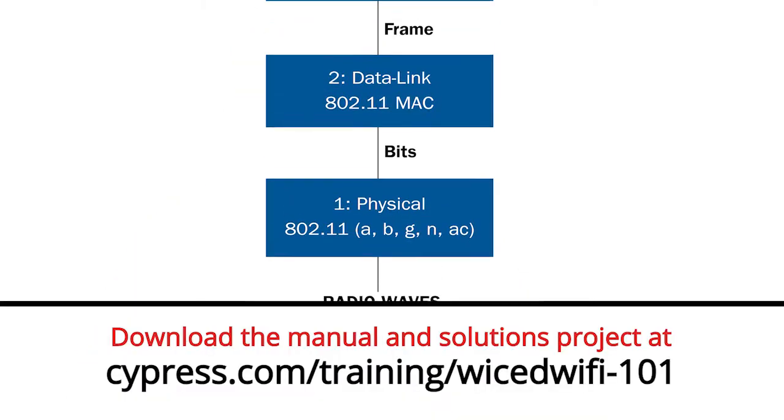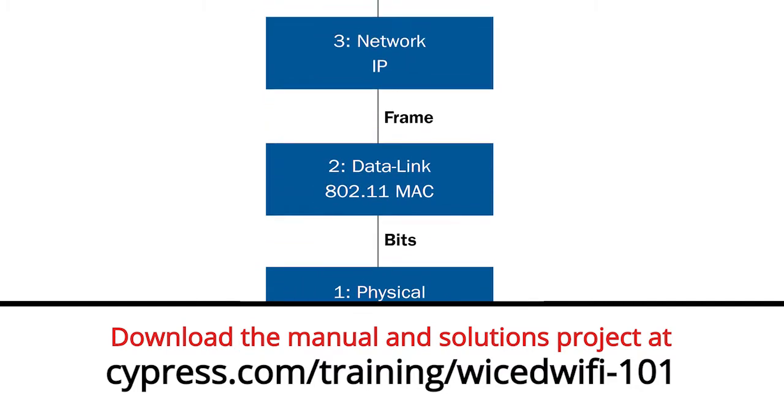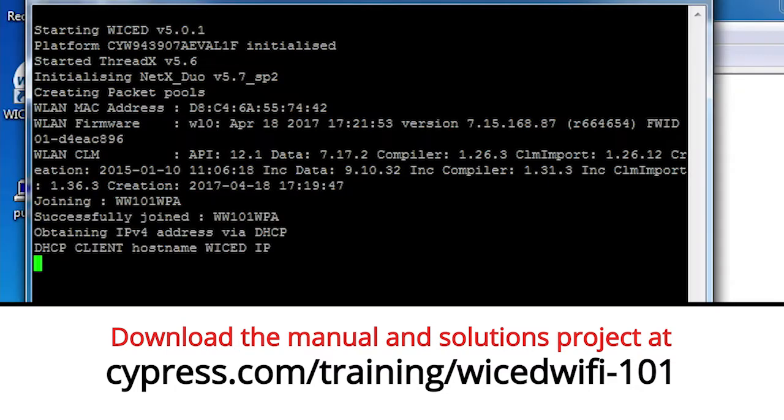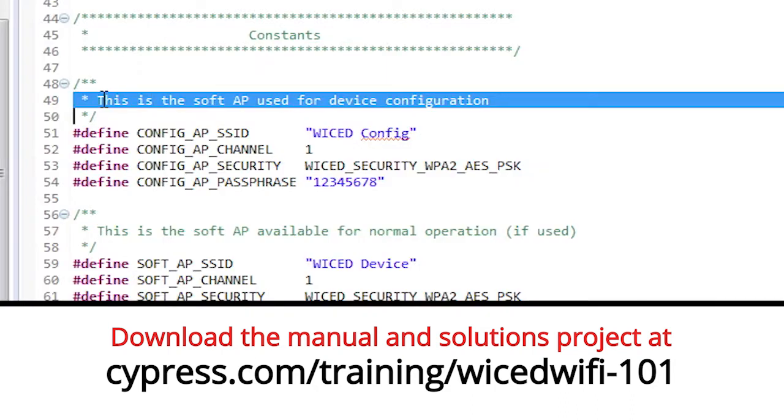Welcome to Chapter 5 of Cypress Academy, WICED Wi-Fi 101. In this chapter, we will talk about the TCP/IP networking stack, fundamentals of IP networks, and how to configure a WICED device to connect to the network.